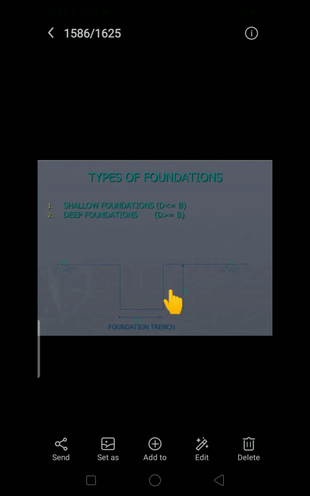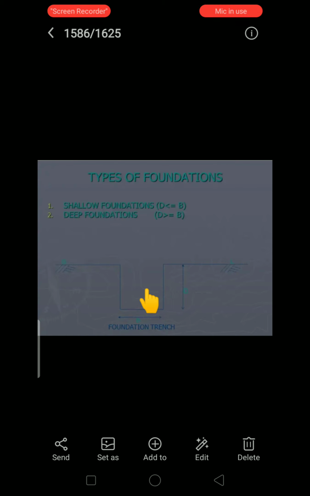Here I am showing you one figure. This represents the ground level. In that ground level we excavate, and in the excavated earthwork we construct the foundation. The whole portion from here to here we call the foundation. This is my breadth and this is my depth of the foundation. If the depth of the foundation is less than or equal to the breadth of the foundation, we call it a shallow foundation.